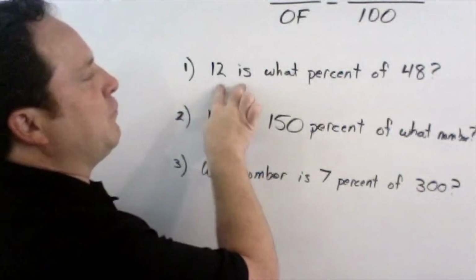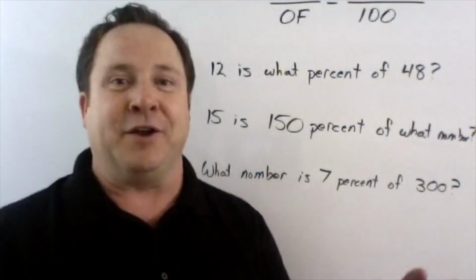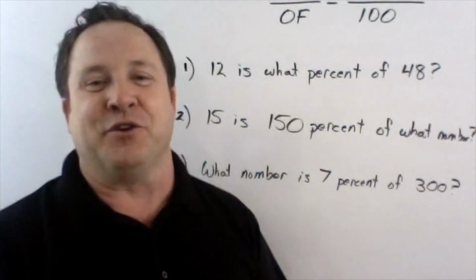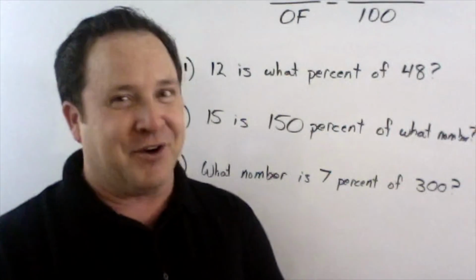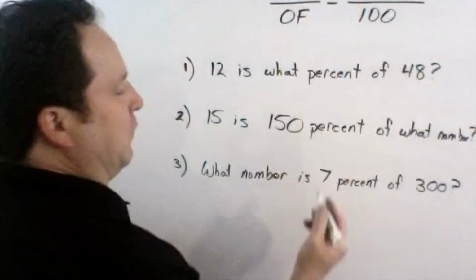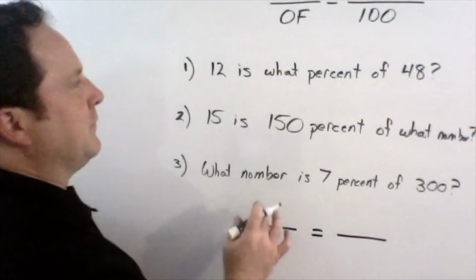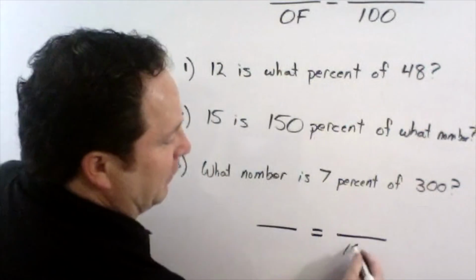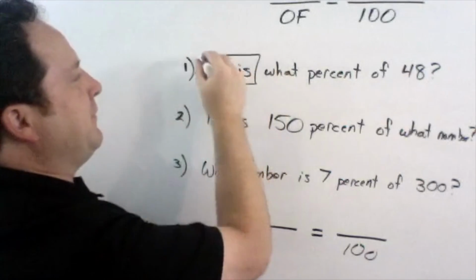The first one says 12 is what percent of 48? Now, some of you might have just been like, oh, I know, 25%. Great, if you know. But let's figure out how to do the math. Sometimes the numbers might be harder. So we're going to use this formula. We're going to start by writing the equal sign and the 2 fractions. Then we're going to put in 100 on the bottom of the right side. And then we just look at the pieces.